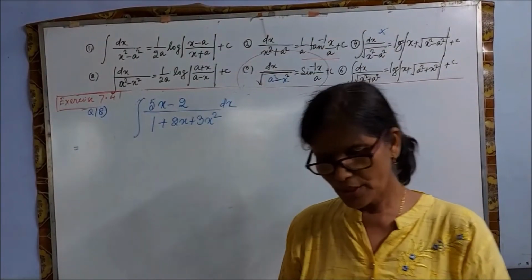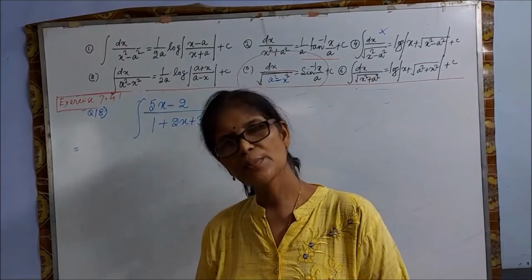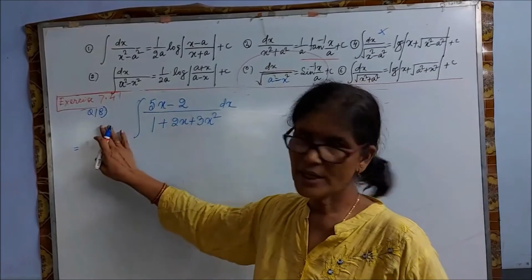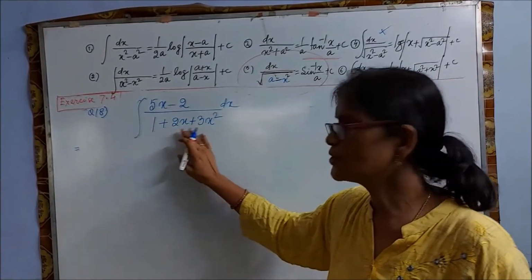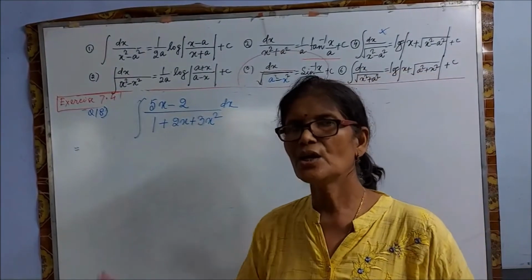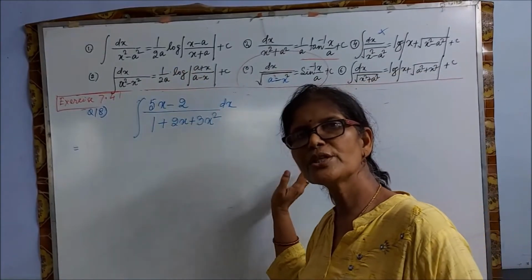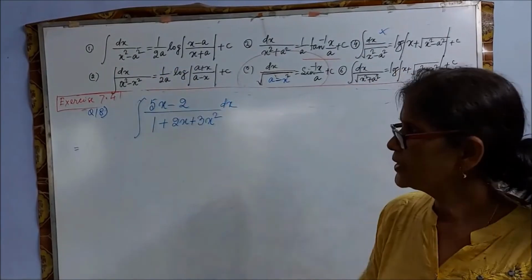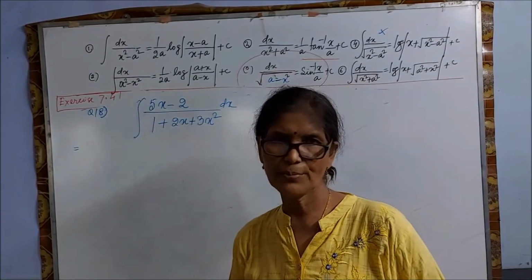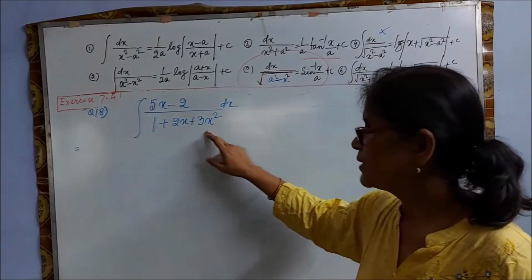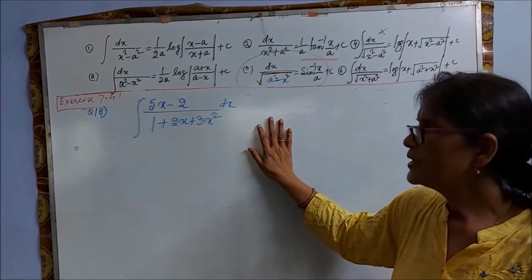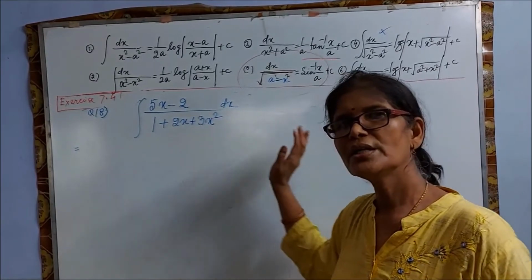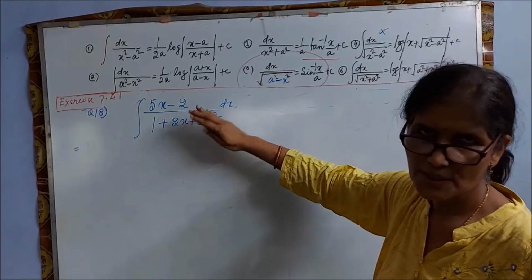Now I am doing a very important question, and it is a sample board question. See, it is question number 18, (5x minus 2) by (1 plus 2x plus 3x square). Till now, how many questions did we do? There was only a constant in the numerator. Here there is another expression you are getting, 5x minus 2. That means here there are two questions hidden. One is with a constant, and one is with the derivative of this.